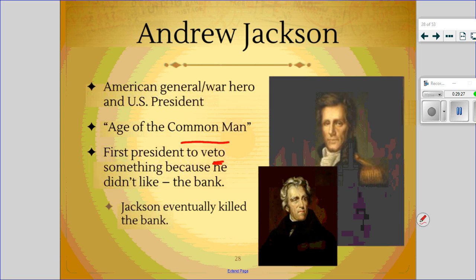Remember when I talked about checks and balances? If Congress makes a law, the president can veto it and kick it back to Congress, and then they have to pass it with a stronger vote. So like 3/4 instead of 2/3, something like that. All right. In this case, he vetoes the national bank. He did not like the Bank of the United States, so he vetoes it, and it dies on the floor of Congress. Jackson eventually kills the bank.